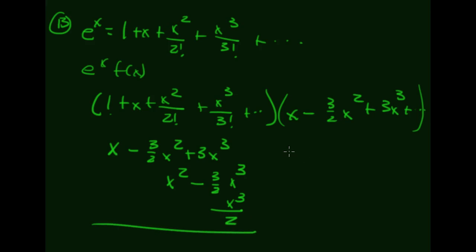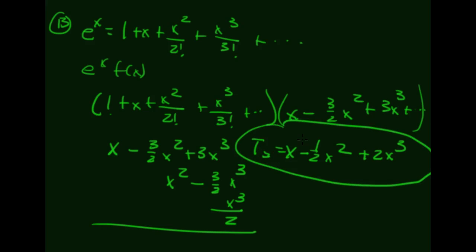So when we add these up, we're going to get an x. 1 minus 3 halves is negative a half x squared. 3 minus 1.5 is 1.5, plus a half is 2 x cubed. So the third degree Taylor polynomial will be that one. All right, so that's it. That's the whole problem set. If you have questions, see me in the drop-in or drop me an email. Hopefully this is helpful.